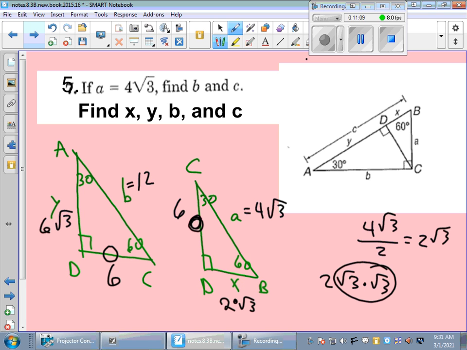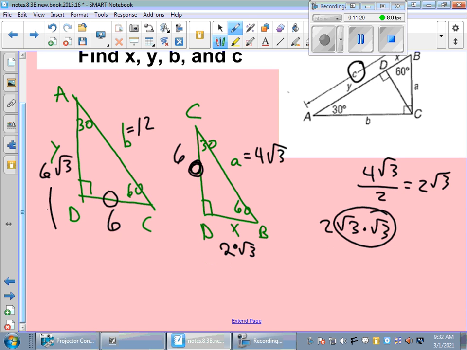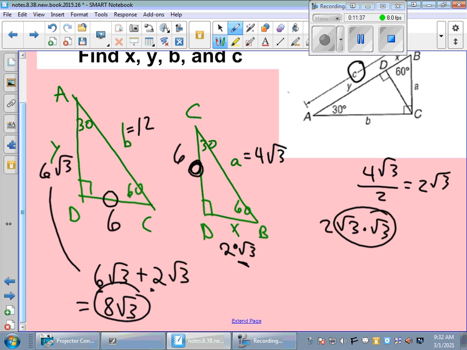Okay, so now going back to our last question, they wanted us to find c. C is right here. C is y plus x. Here's our y, 6 square root of 3. Here's our x, plus 2 square root of 3. Again, you treat those square root of 3's as if they were a variable or a letter, so yes, you can add those together. 6 plus 2 is 8 times the square root of 3. That is the final answer there. Great job, folks.